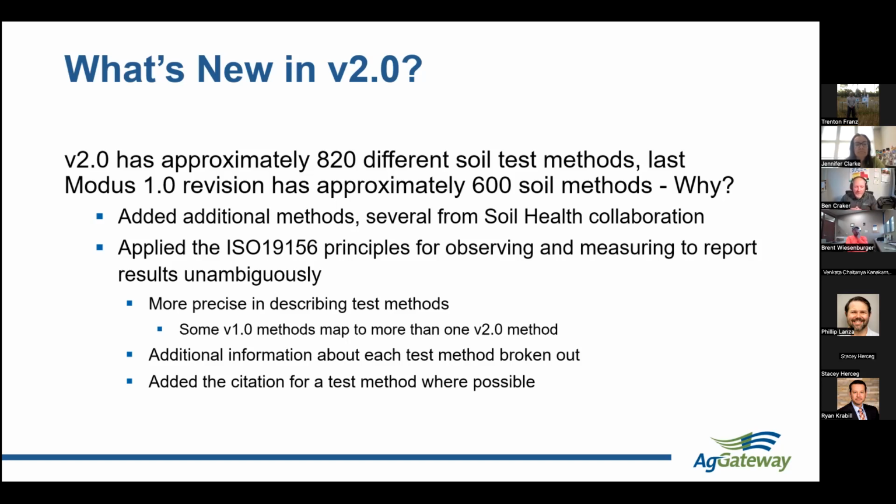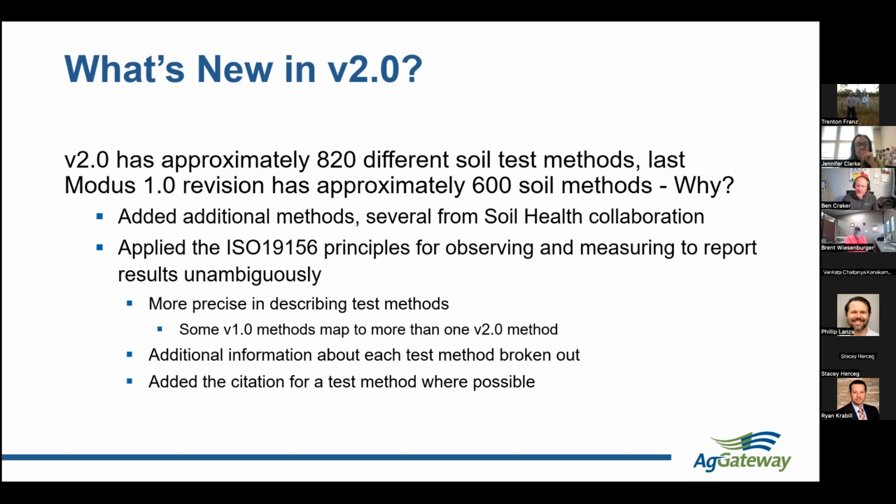Then we applied some, there's an ISO principle out there for observing and measuring. We applied that ISO 19156 abstract model to this to make sure we're documenting those methods clearly. Through that process, we figured out there's a couple methods in the list that, depending on how you looked at the way they're described, could be two different methods. So we've broken that out.